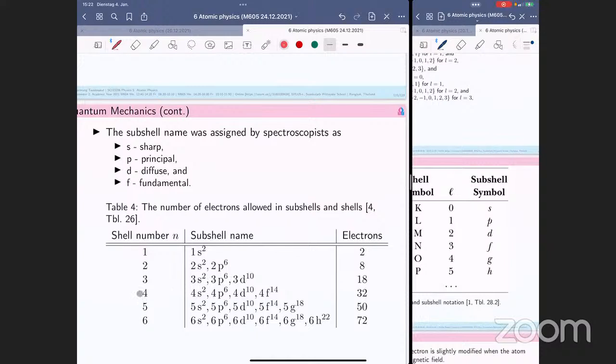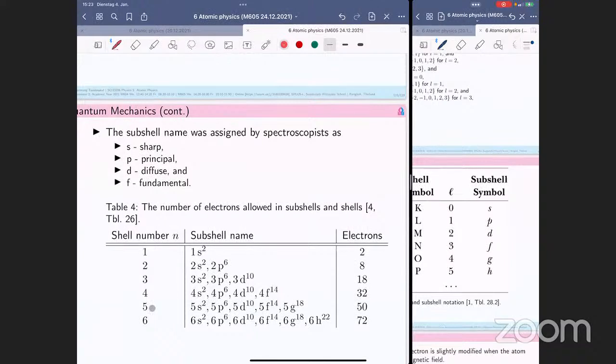For the case when n is equal to 4, you have number 2, number 6, number 10, and 14. You combine all these 4 numbers, you get 32. When n is equal to 5, K, L, M, N, O, P. This is O.